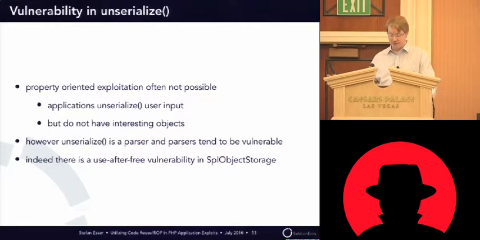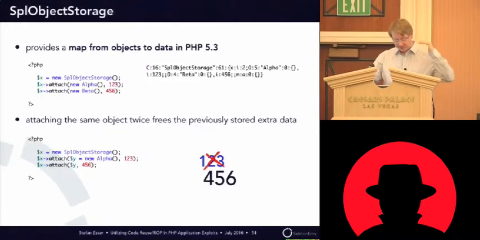And what I show you is a use-after-free vulnerability in the SPL Object Storage class of PHP. This was actually a 0-day until about 1 month ago, and 1 week ago it was fixed. So it will not work on the new PHP version, but no one is using the latest PHP version anyway. So the idea of the bug is that SPL Object Storage is an object map.